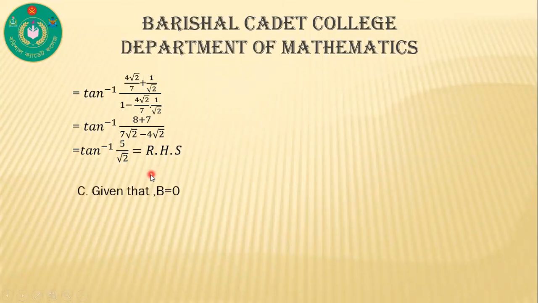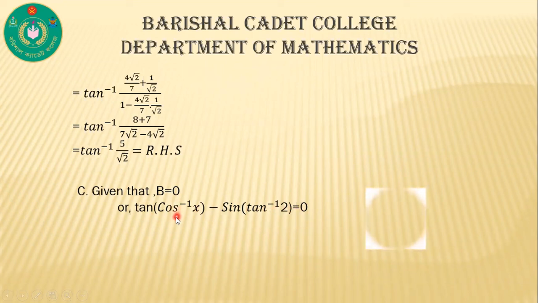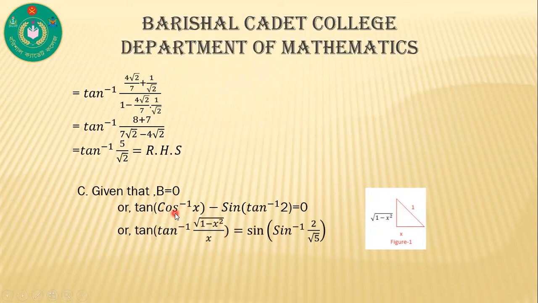Now question number C. Here given that B equals 0. Here B means tan cos inverse x minus sin tan inverse 2 is equal to 0. Now convert cos inverse x into tan inverse. Here cos inverse x means base by hypotenuse, here base x and hypotenuse 1. From Pythagoras we can write perpendicular root 1 minus x square. Then tan inverse means perpendicular by base. Here perpendicular root 1 minus x square and base x.